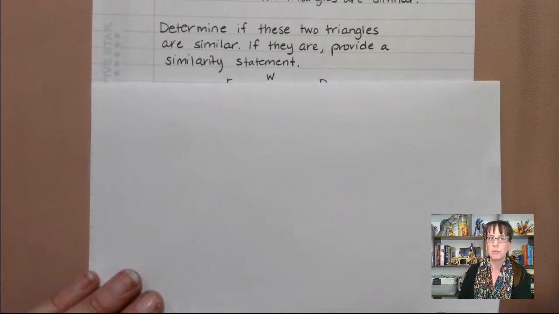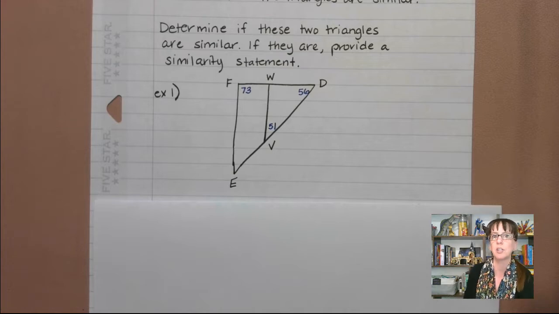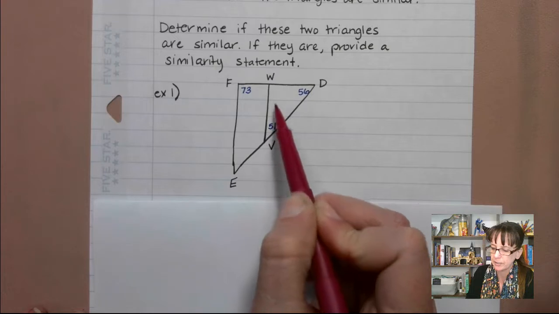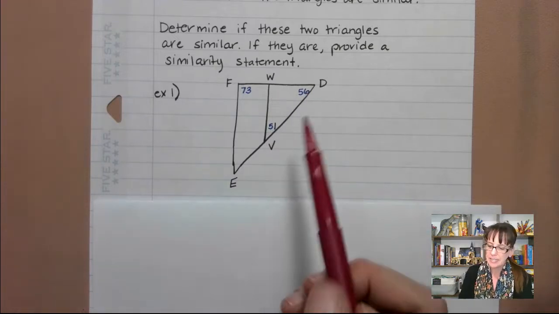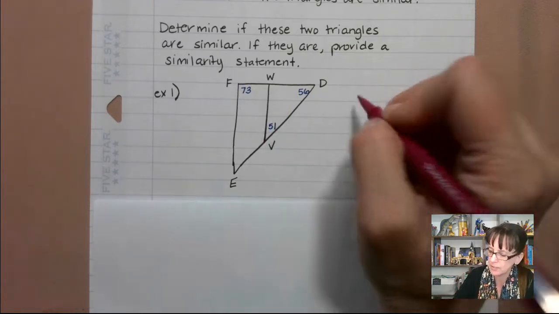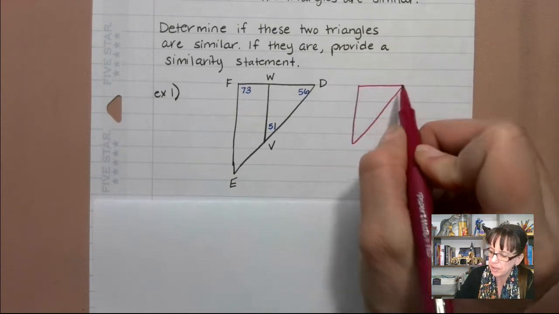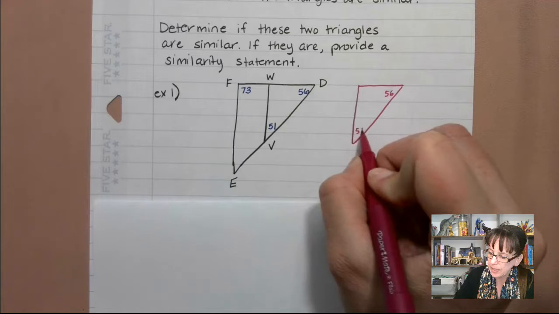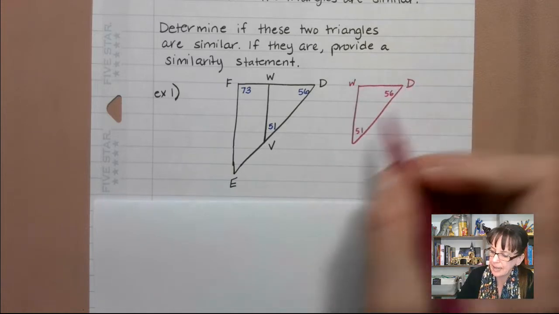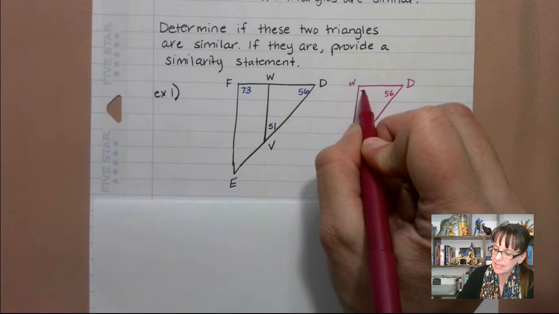For our first example, we're going to determine if these two triangles are similar. If they are, provide a similarity statement. Looking at this smaller triangle, we have 56, 51, and then we don't know what this is. So we really have two triangles here. It might help if I draw out that second triangle. So we have 56 and 51 degrees, and this is W, D, and V. If we subtract the 51 and 56 from 180, we would end up with 73 degrees.